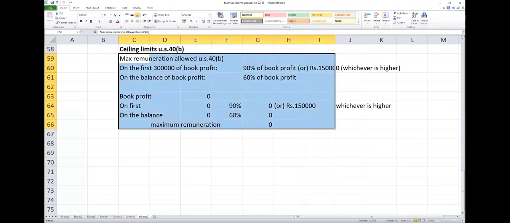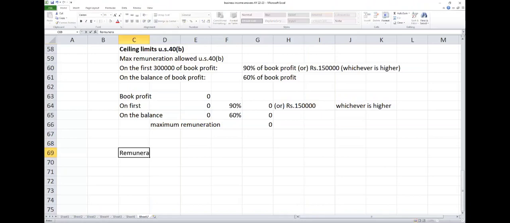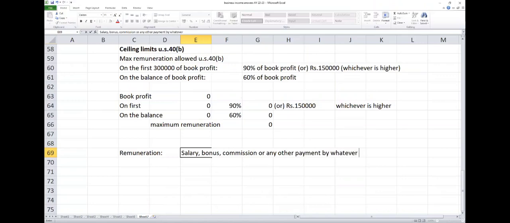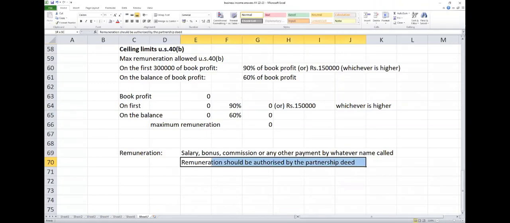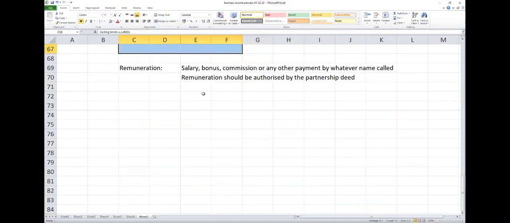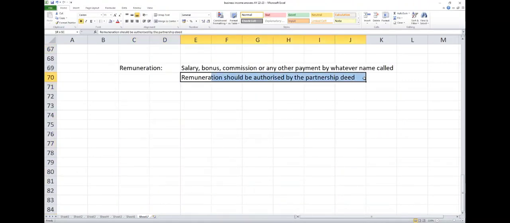And coming to remuneration, what is remuneration actually? It includes salary, bonus, commission or any other payment by whatever name called. So whatever you pay to the partner will be treated as remuneration only. Second point, remuneration should be authorized by the partnership deed. Students, this 40B benefit will be available only if the firm has a deed, and the deed should authorize all the payments made to the partners.